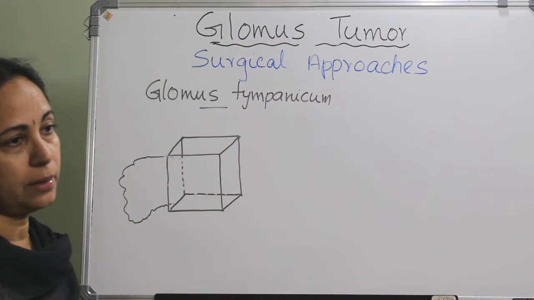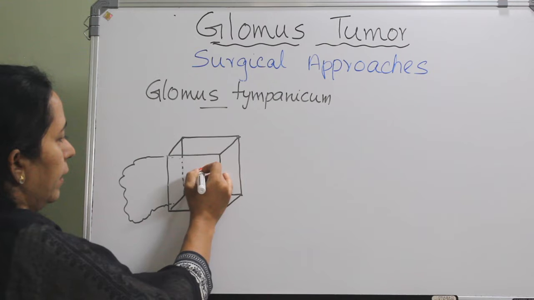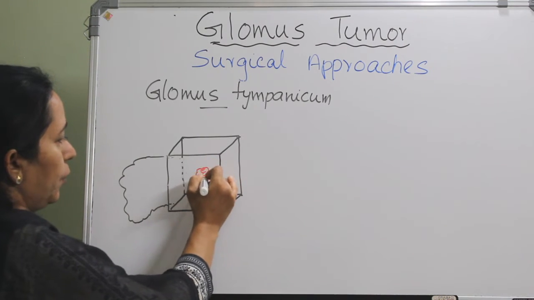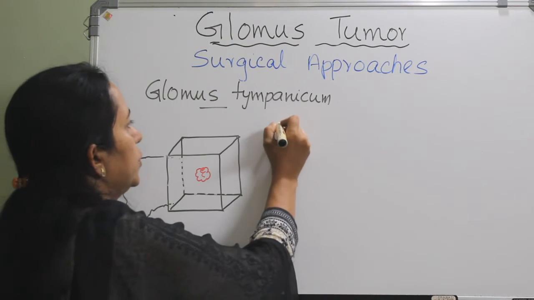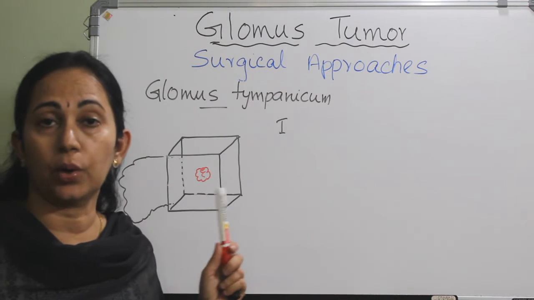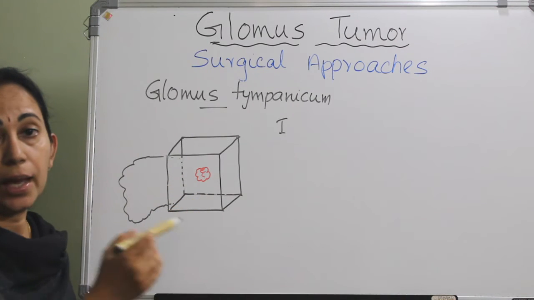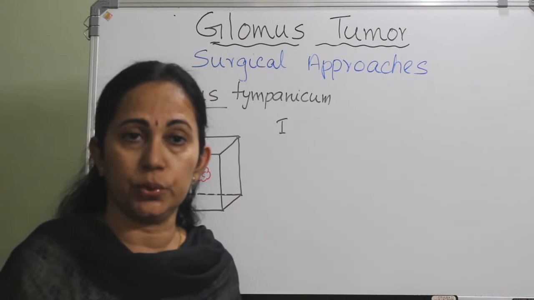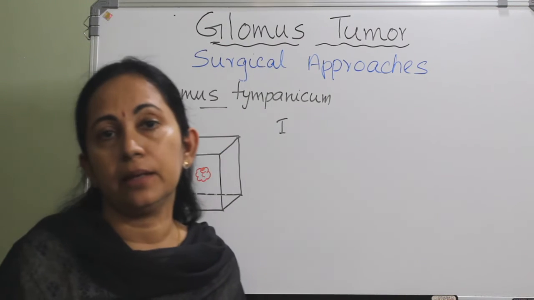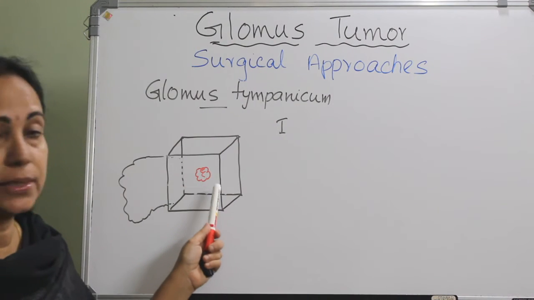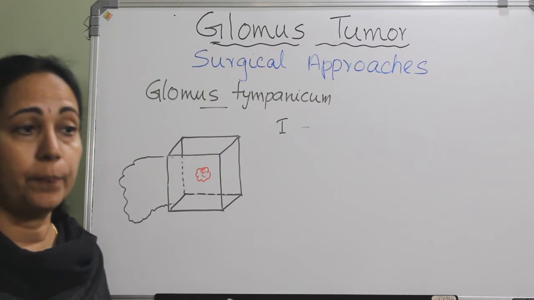For glomus tympanicum, stage type 1 is tumor limited to the promontory. If the tumor is limited to the promontory or the mesotympanum and all the margins are visible in otoscopy, and this is confirmed by imaging, with a high resolution CT scan and MRI scan, and by otoscopy you can see all the margins, you can go by a transcanal approach.